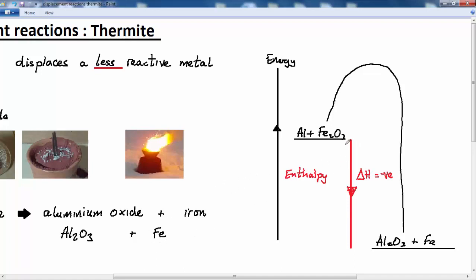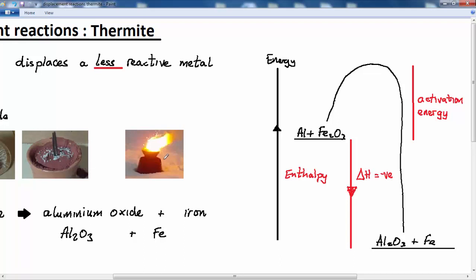Now, you'll also notice that in any type of reaction like this, there's a kind of hill here. All right, so in order for the reaction to take place, we've got to get over this hill. Now, the energy required to do that is called the activation energy. This is effectively the energy required to break the bonds in order for the reaction to take place. Okay, let's write that. That's activation energy. Now, in this particular case, it's the energy required to break the bonds of iron oxide.